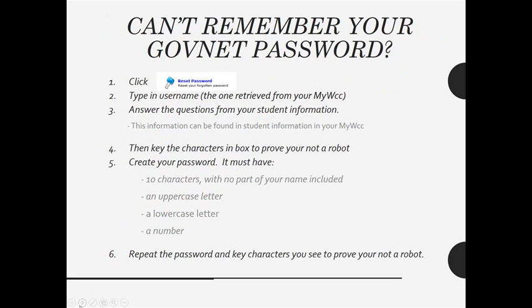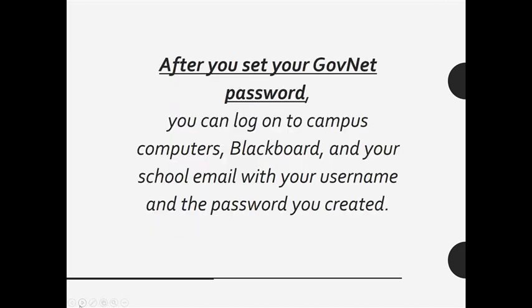If you can't remember your old GovNet password, from any computer on campus, click Reset Password. You'll type in your username, the one that you retrieved from My WCC, answer the questions that you created from your student information, then key the characters in the box to prove you're not a robot. Finally, you'll create your new password. As mentioned, it must be 10 characters with no part of your name, an uppercase letter, a lowercase letter, and a number. After you set your GovNet password, you can log onto campus computers, Blackboard, and your student email account as well.